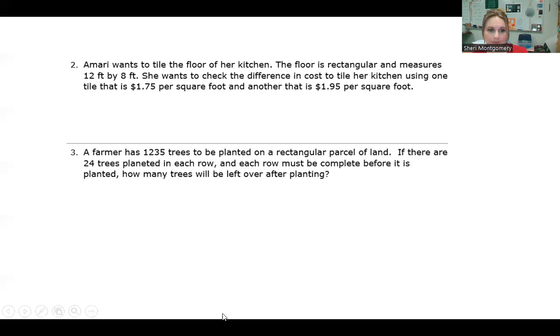Well, we're gonna find the area. When we find the area, we'll have some amount of square feet. And then what do we do with the $1.75 per square foot? What do we do with that? Multiply, very good. So first let's find the area.